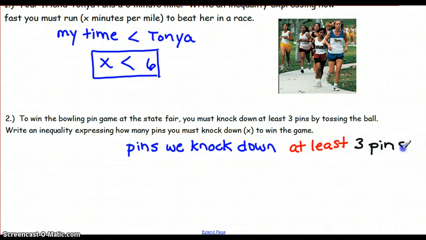So from this, we can set up our inequality. The pins we knock down is the part that's unknown. That can be our variable. And at least is a key word here that tells us we're going to be greater than or equal to, and we know it has to be greater than or equal to 3 pins. Because it has to be at the least 3, but it can equal 3 or be more. So our inequality is x is greater than or equal to 3.